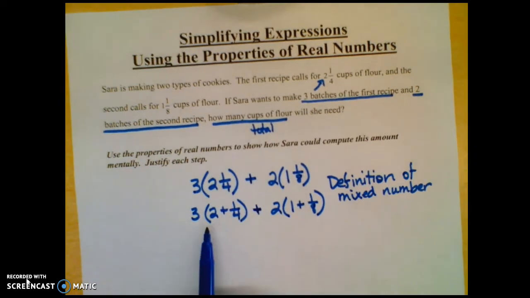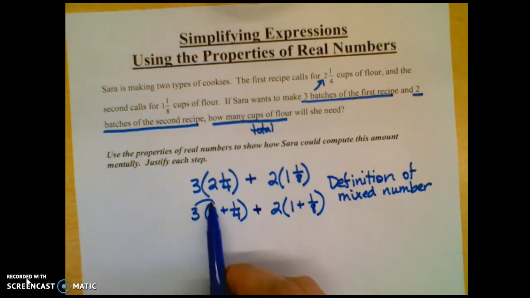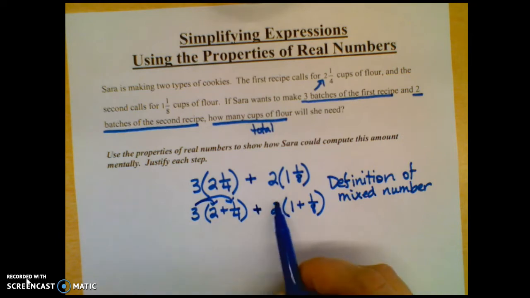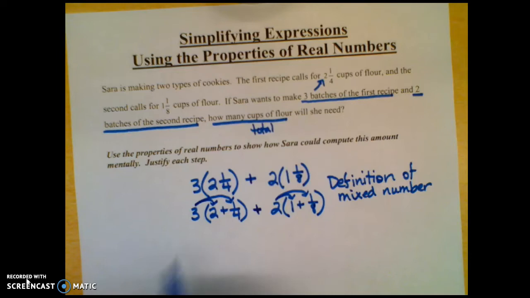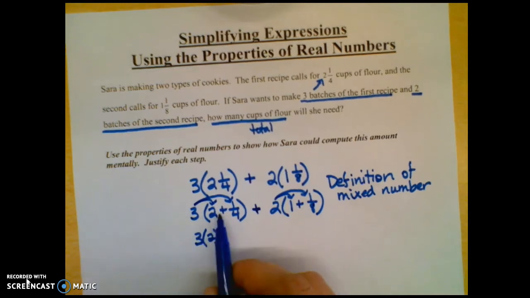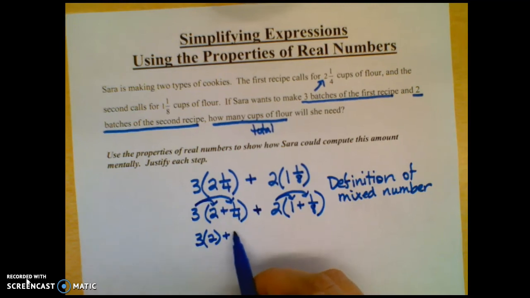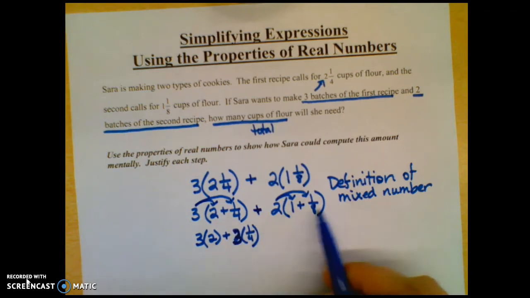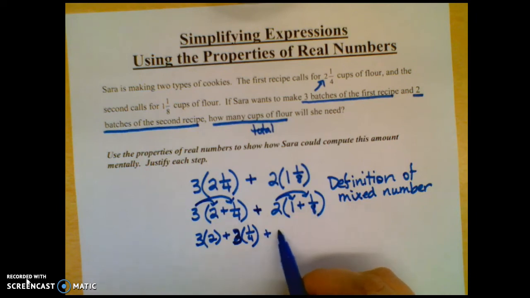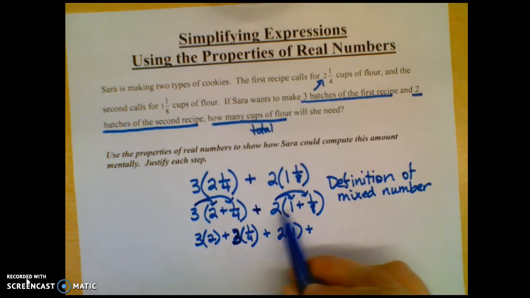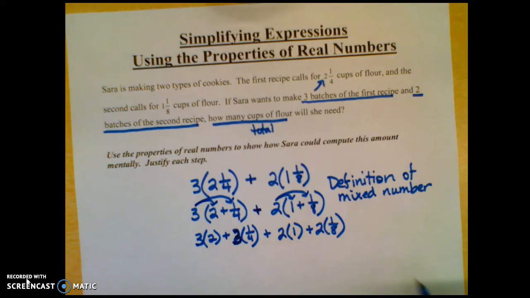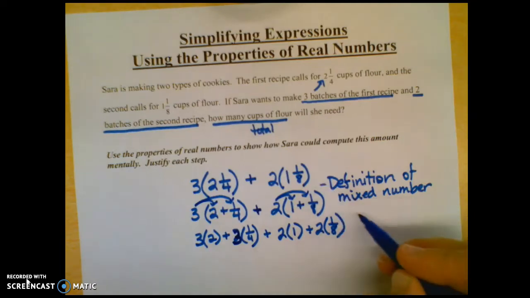Okay, now what we can do is use one of our properties of real numbers called the distributive property. So we have 3 times 2 and 3 times a fourth. Some people like to draw the little arrows to say that it's being distributed. You don't have to, that's not necessary. We're going to write it like this. We have 3 times the 2 wholes and 3 times the 1/4 cups. It's supposed to be a 3. And then over here we have 2 batches of the 1 1/8, which means we have 2 of the whole cups and then 2 of the 1/8 cups. Okay, and for our justification, we used distributive property.